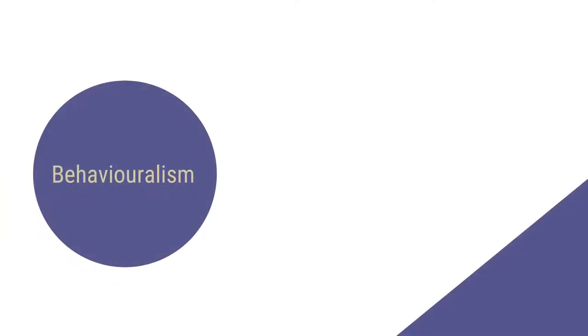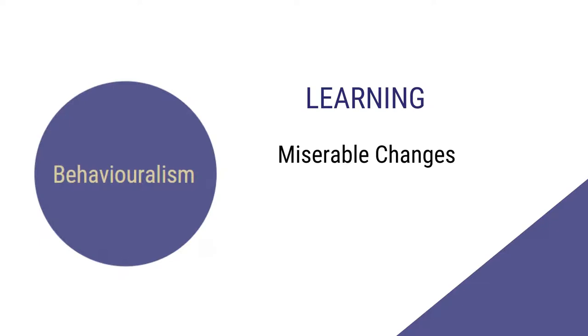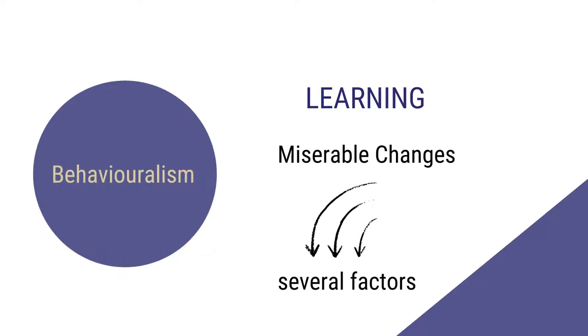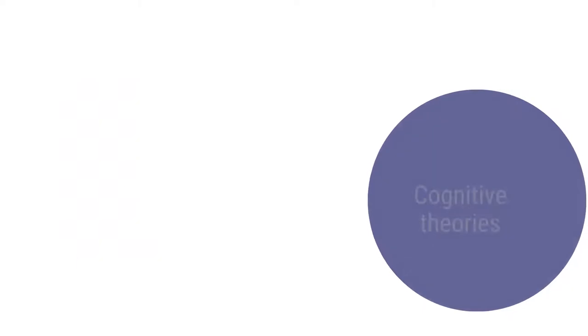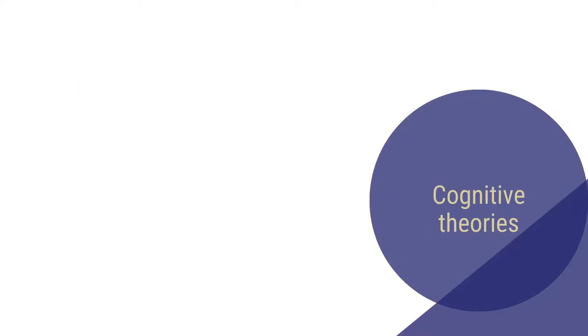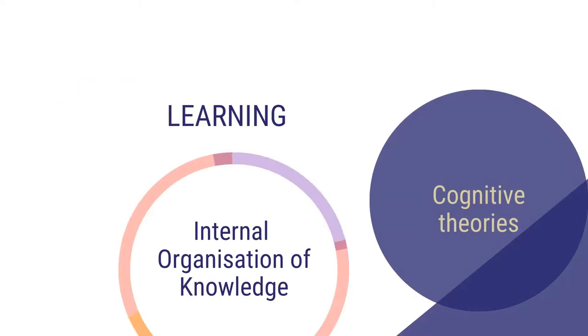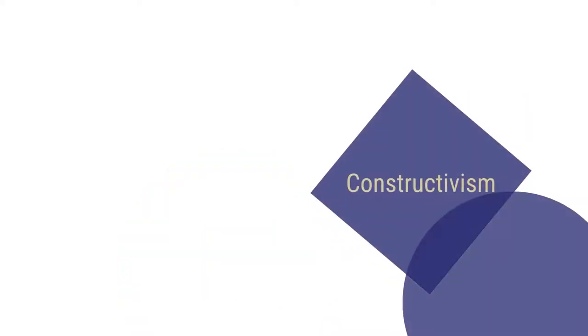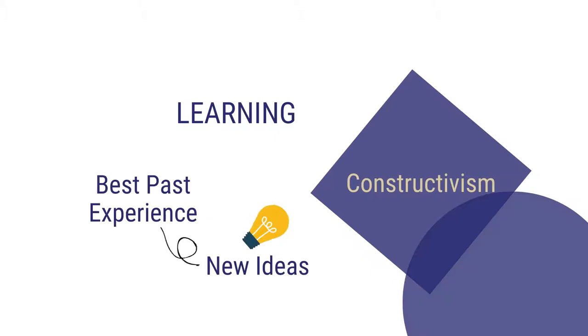For behaviorism, learning is a measurable change affected by several factors. Cognitive theories tend to define learning as the internal organization of knowledge and the way it is processed. However, constructivism defines learning as a process where new ideas are formed out of past experiences.